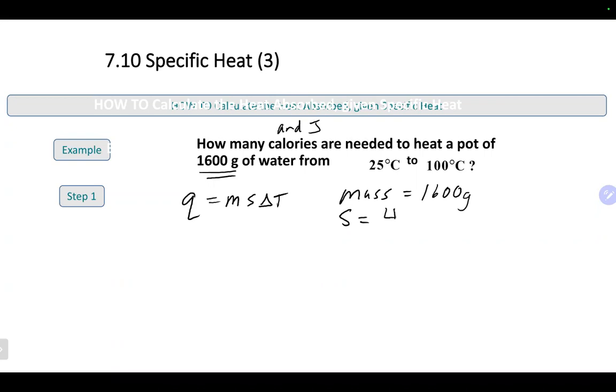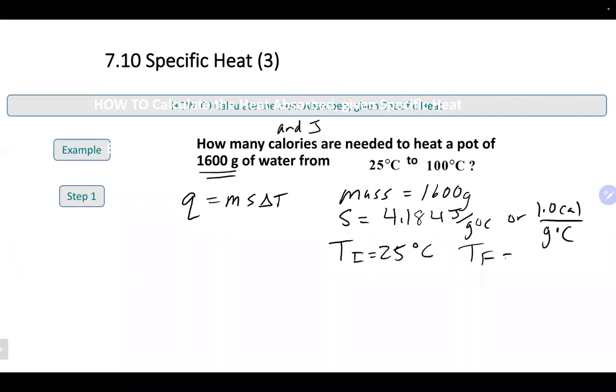Joules and calories. I'll just use the joule version there first. 4.184 joules per gram Celsius. Or if you want to, 1 calorie per gram per degree Celsius. The initial temperature here is 25 degrees Celsius. Our final temperature is 100 degrees Celsius. So if we put this into our equation, Q would equal our 1,600 grams. We'll use 4.184 joules.